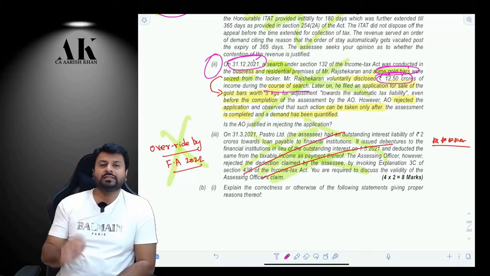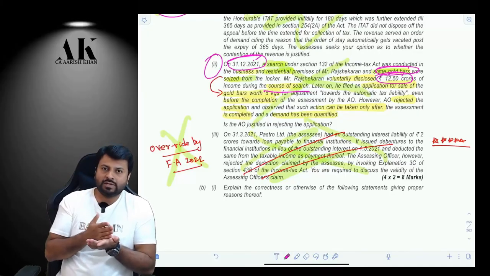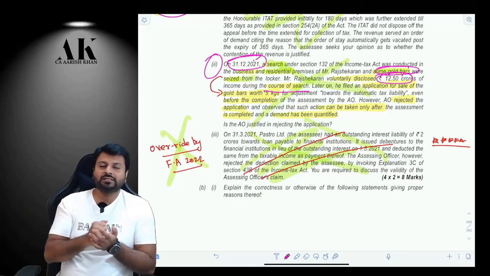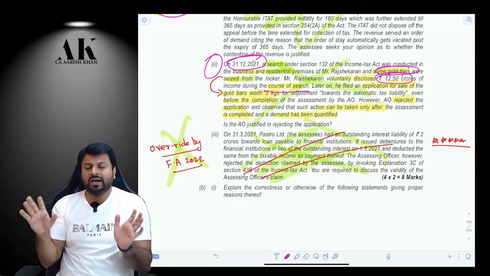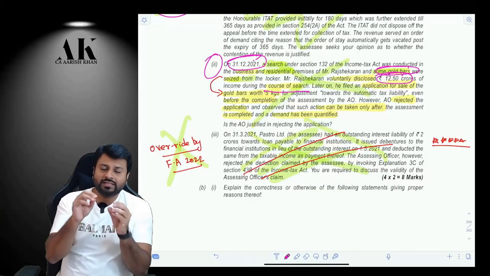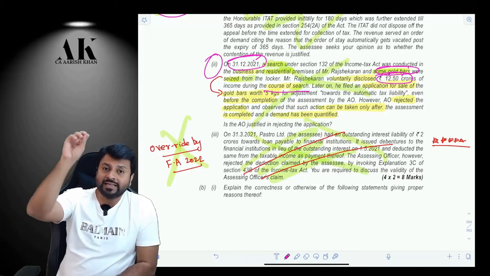That cannot be done. That can be done only under certain circumstances which are given under the proviso to section 132B, which says that if search is happening in this month, then the SSE can go within 30 days from the end of this month and tell the department that this is the nature and the source of the assets, this is the place from where I've got the gold bar, and it can be adjusted against the existing liability.